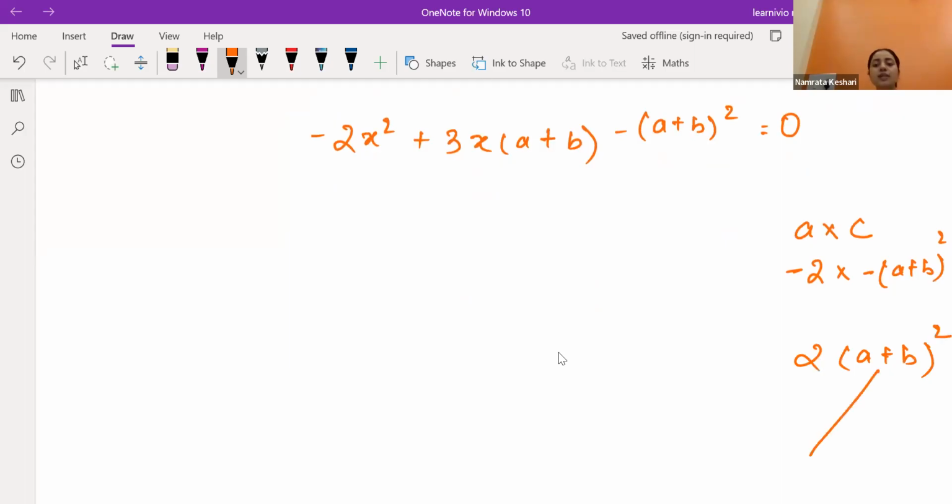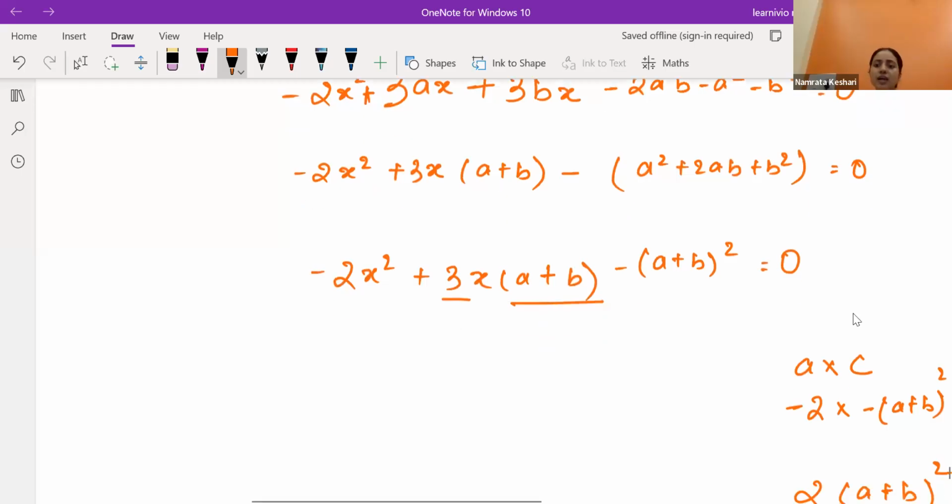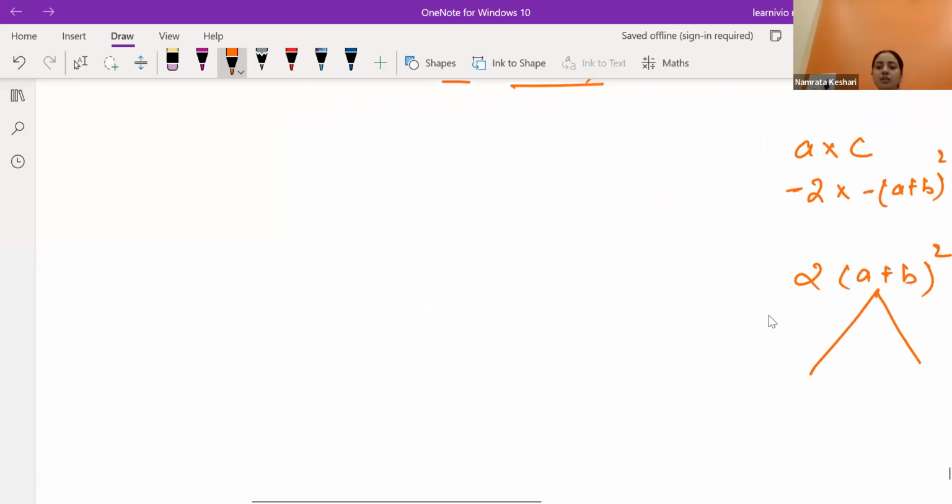Now we have to do the factorization of this 2 times a plus b whole square so that we can generate 3 times a plus b. So can we write it as 2(a plus b) and then (a plus b) over here? Both added together is going to generate 3(a plus b). Yes, this will generate.